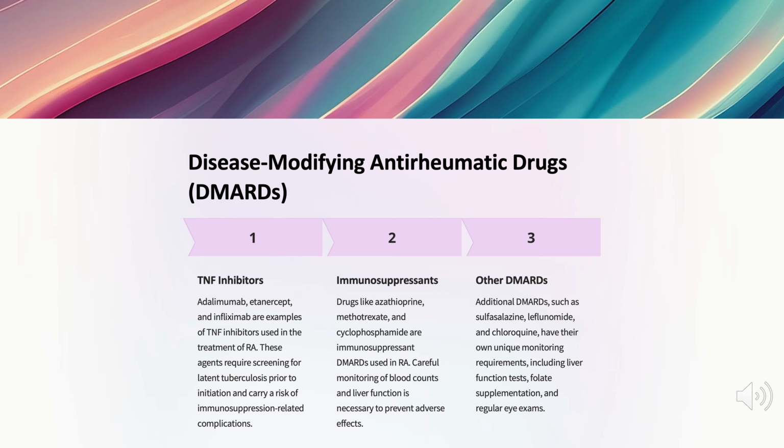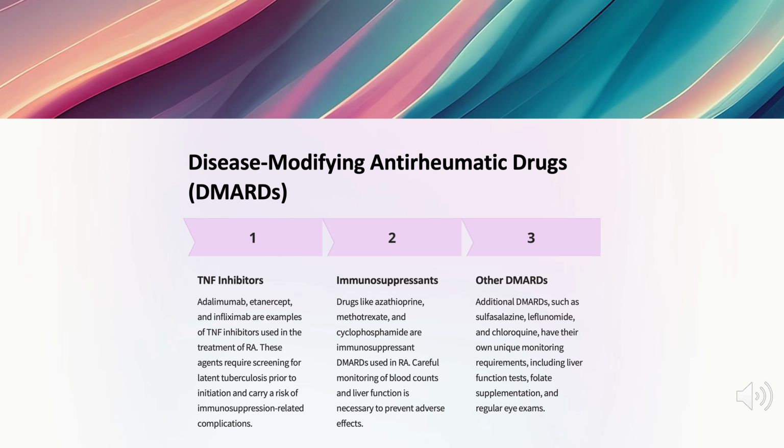Immunosuppressant DMARDs: drugs like azathioprine, methotrexate, and cyclophosphamide are classified as immunosuppressant DMARDs and are also utilized in RA management. These medications work by suppressing the immune system to reduce inflammation. However, close monitoring of blood counts and liver function is essential to prevent potential adverse effects and ensure patient safety.